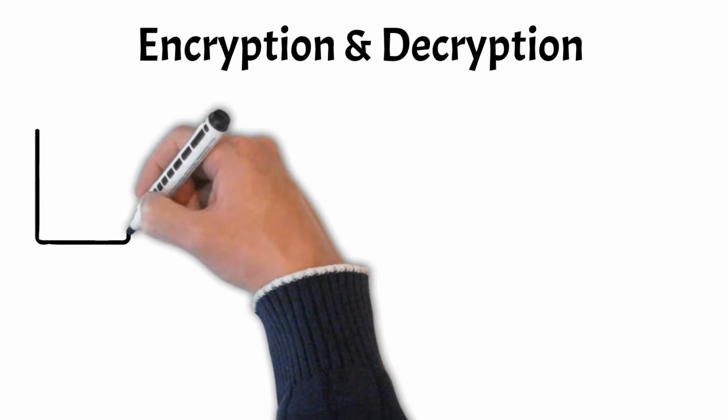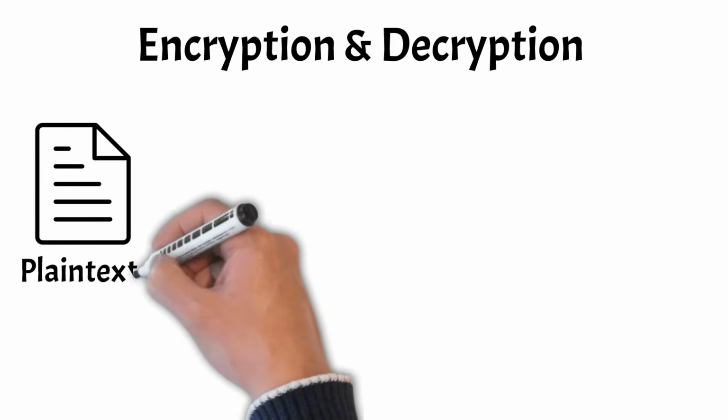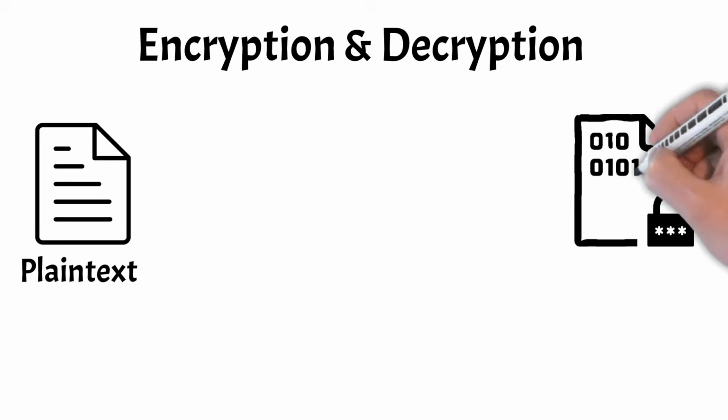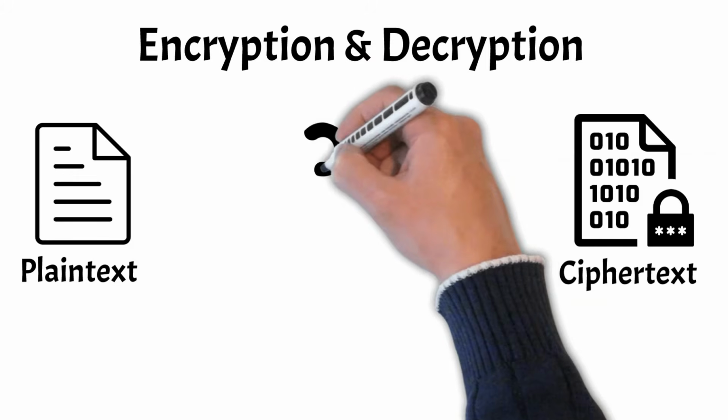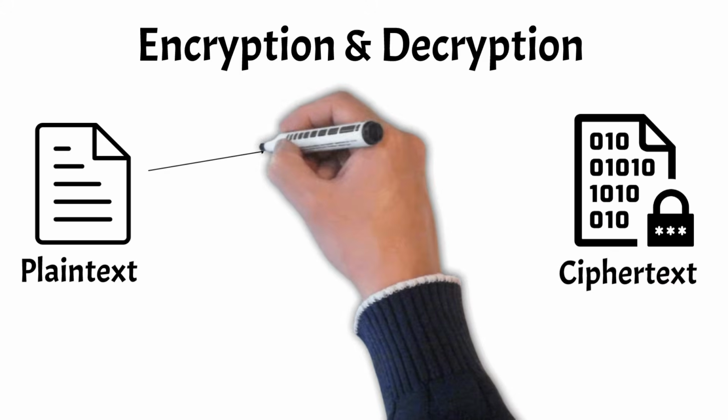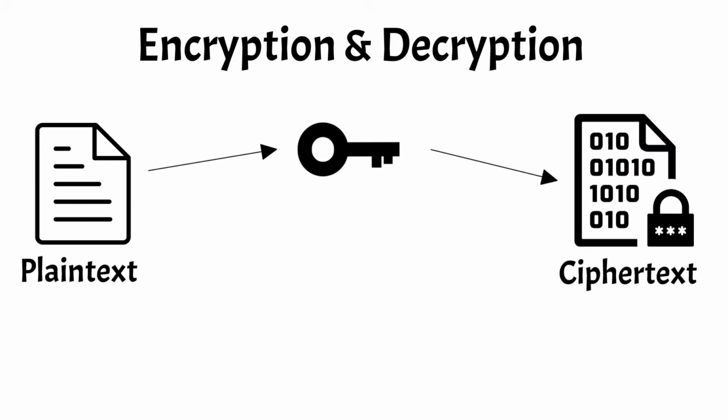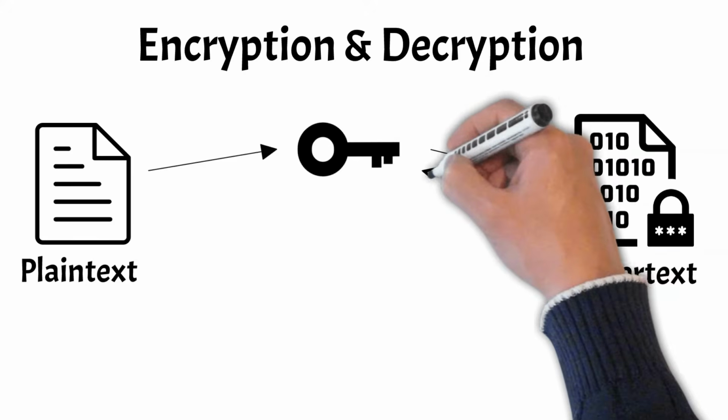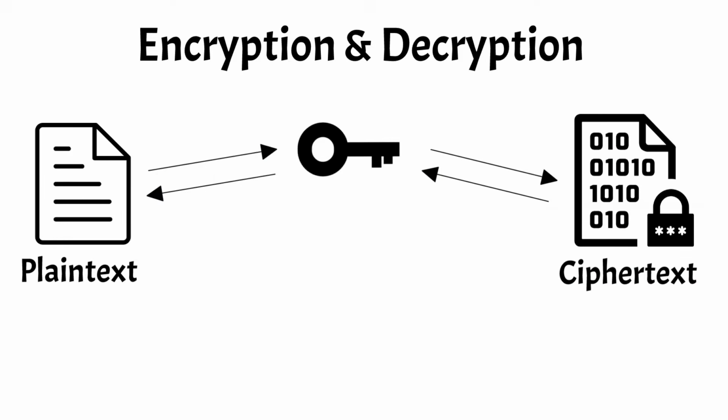We'll first look at encryption and decryption. Encryption involves converting plaintext or readable data into ciphertext, an unreadable format using an algorithm and an encryption key. This ensures that only authorized parties with the corresponding decryption key can access the original information. Decryption, on the other hand, is the reverse process where ciphertext is converted back into plaintext using a decryption key. These processes are crucial for protecting sensitive data, ensuring privacy, and securing communications across various platforms and applications.